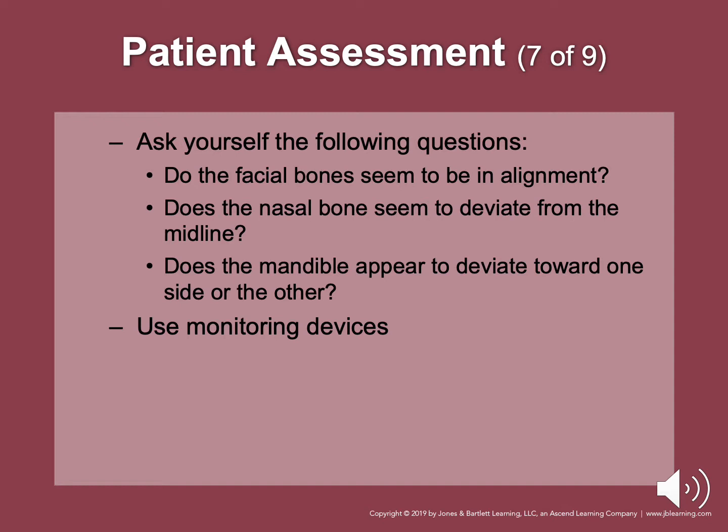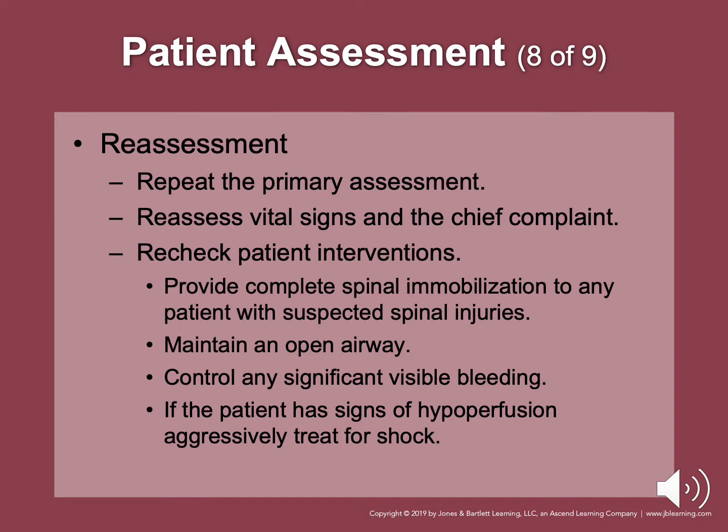Repeat your primary assessment and your reassessment. Reassess your vital signs and the complaint. Check your ABCs, check your interventions, and provide complete spinal motion restriction for each patient with suspected spinal injuries. Give high flow oxygen, control visible bleeding, treat for shock, and transport to a facility appropriate for care. Establish two large bore IVs, and don't waste any time. Consider 20 mL per kilogram of isotonic crystalloid solution to maintain a radial pulse.